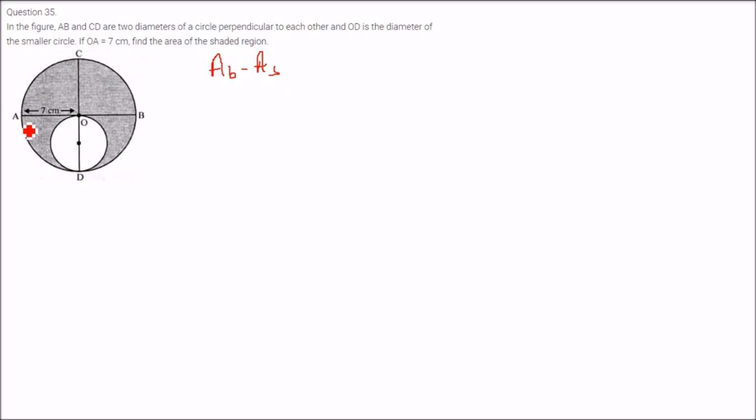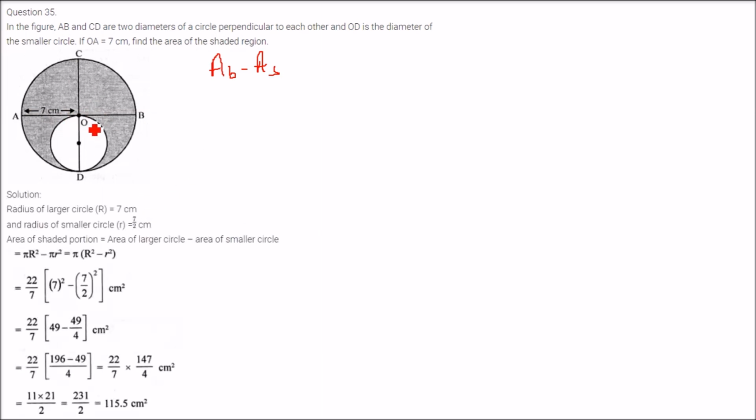So what is the area of the bigger circle? Because already it is given that OA is 7 centimeter, so we have pi into r square. R is what? 7 square. Minus the area of this smaller one. What is the area of the smaller one? This is 7. This is 7. So what is the radius of this circle? It will be 7 by 2. So it will be pi into 7 by 2 whole square.